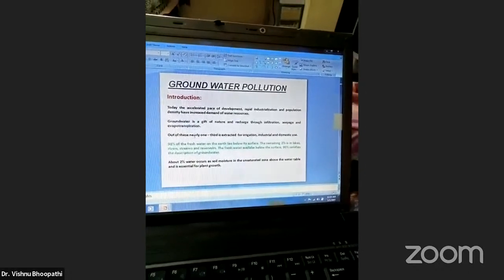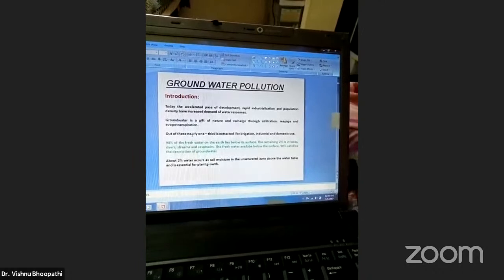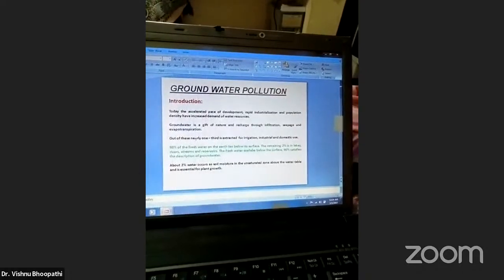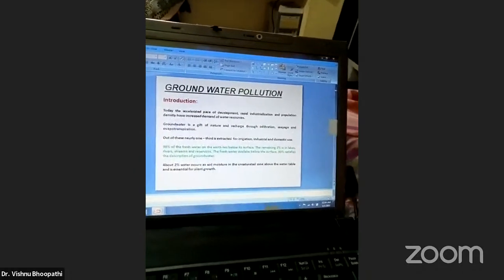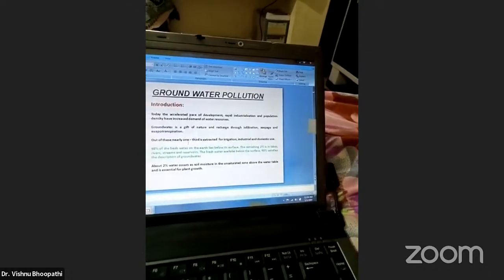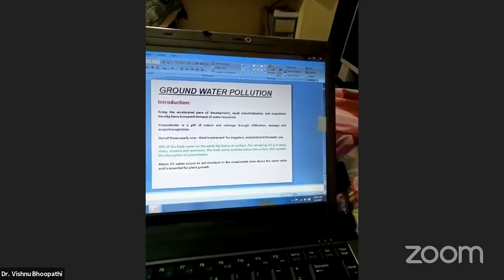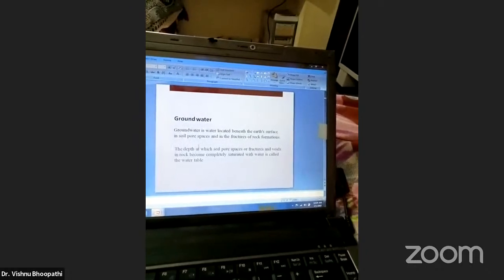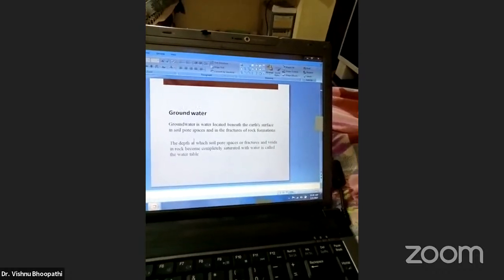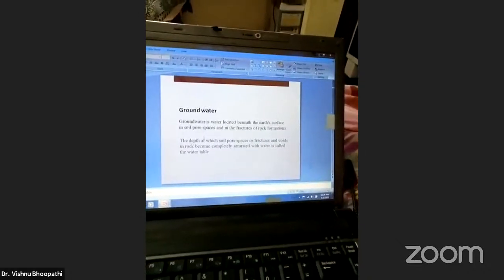About 90% gets satisfied with groundwater, and the remaining 2% of water is present as soil moisture. It is in the unsaturated zone, occurs above the water table, and is useful for plant growth. We discussed till yesterday where groundwater occurs. Groundwater is located beneath the surface, in soil pores and in the fractures of rock formations.